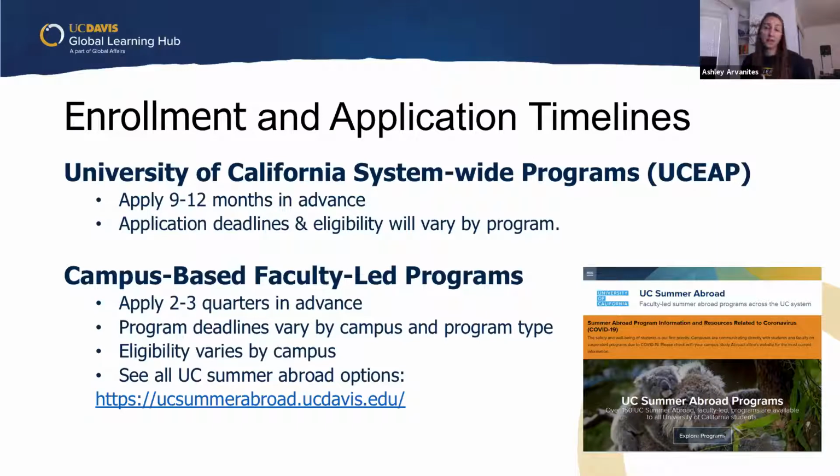But again, these program deadlines are going to vary by campus as well as by program type. There are not only summer abroad programs, but we also offer some quarter abroad programs as well. And once again, that eligibility is going to vary by campus too.